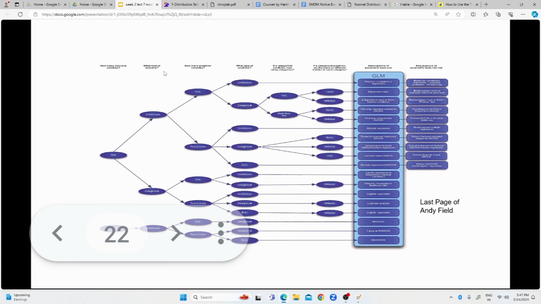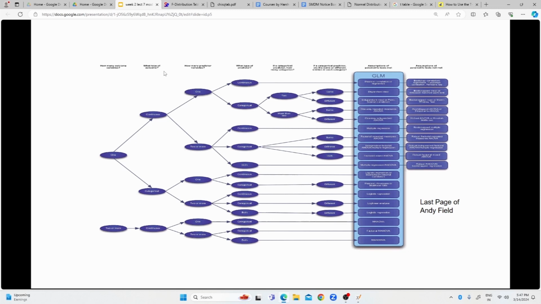So, this is a summarization of the tests to choose and the criteria to follow. The first question is how many outcome variables, that is, how many dependent variables you have. Second is what is the type. If you remember our data types, we have nominal, ordinal, ratio and interval. Then, how many predictor variables.